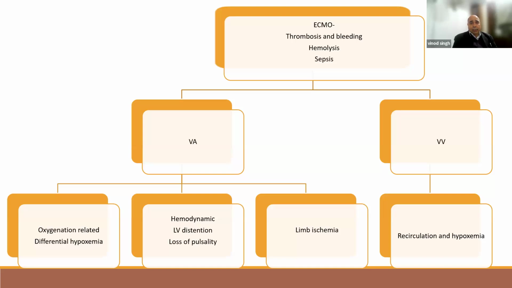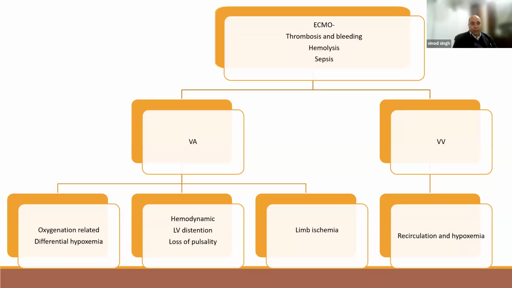Now, we all know that ECMO patients are on a very fine balance of coagulation and thrombosis. They are at very high risk of thrombosis and bleeding. They are on an external circuit, so there are chances of hemolysis, a lot of invasive procedures, and chances of sepsis and septic shock. These complications can occur in all types of ECMO, whether it is VA ECMO, VV ECMO, routine ECMO or emergency ECMO.